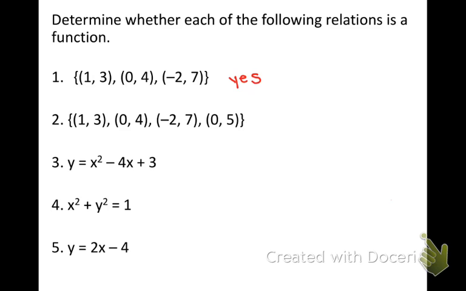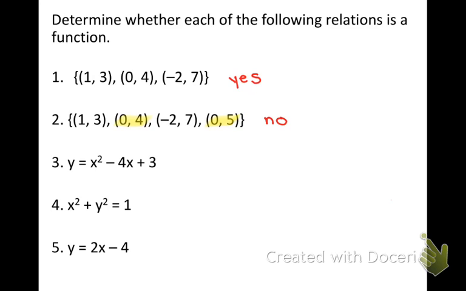Now my next one, I have (1, 3), (0, 4), (-2, 7), and (0, 5). Where's my problem at? (0, 4) and (0, 5). That 0 is paired with 4, and then it's also paired with that 5. My x value repeated, so this is not a function.